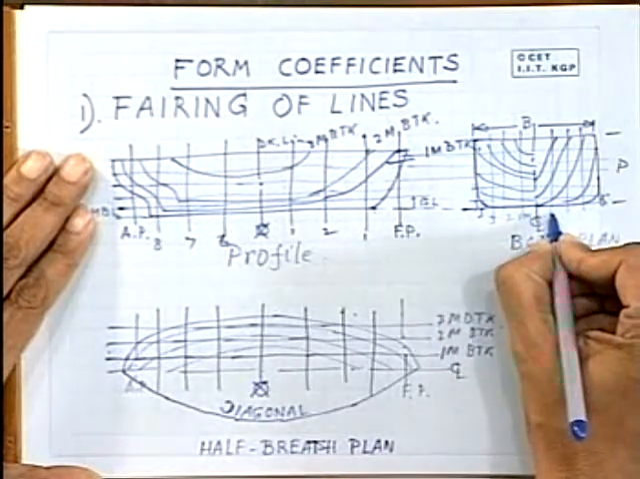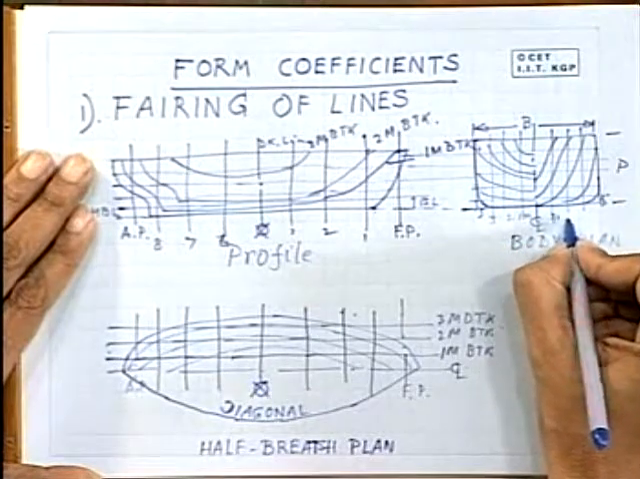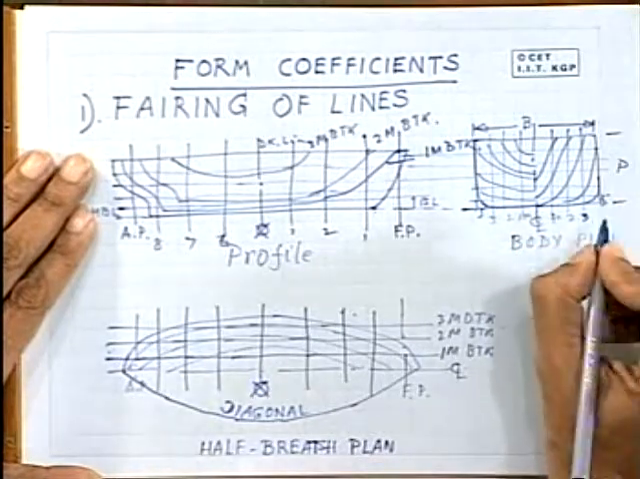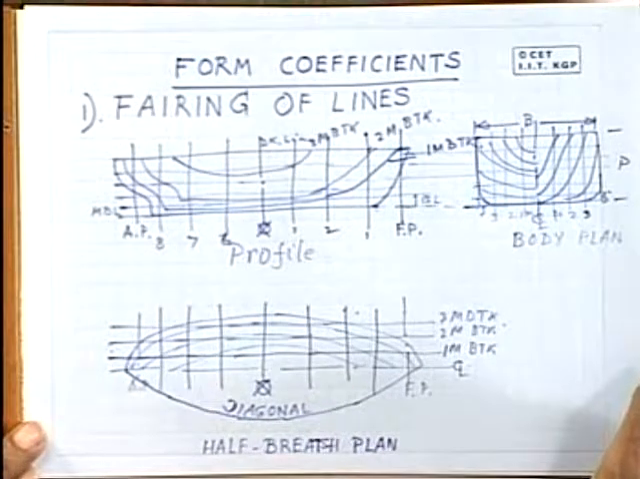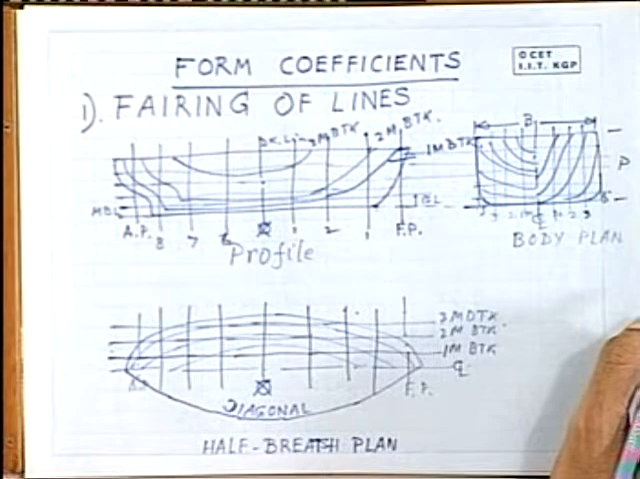it has to be measured from the center line itself. So this is in short the lines plan that we have drawn, and in the lines drawing we can see that the ship has a large number of curvature, and these curvatures are actually very important.